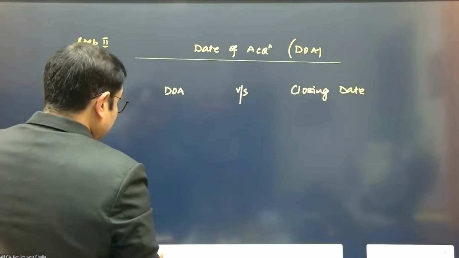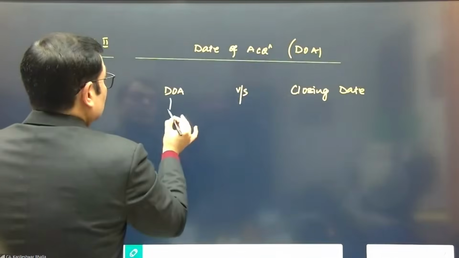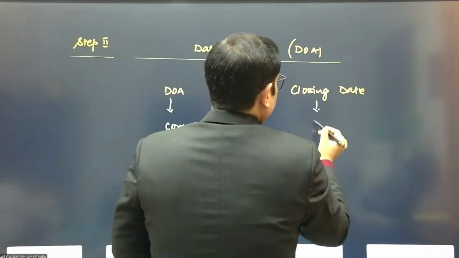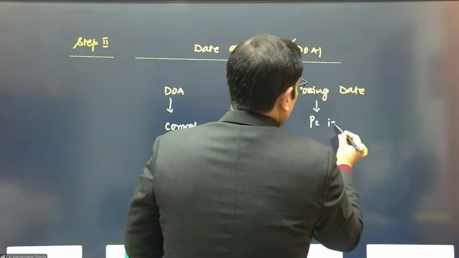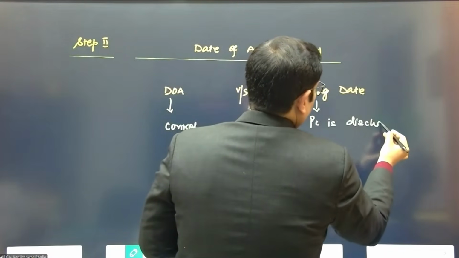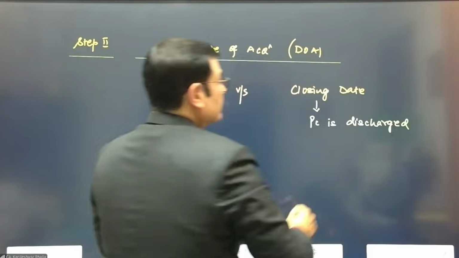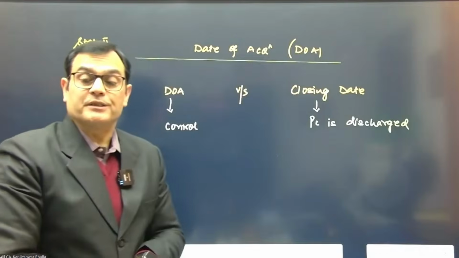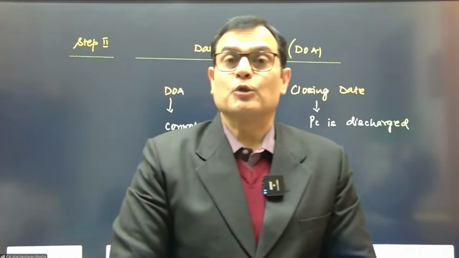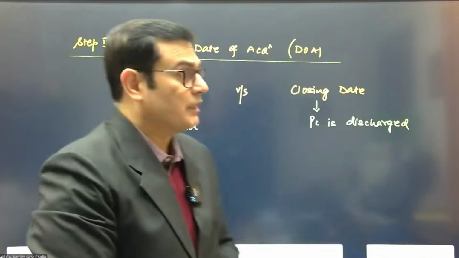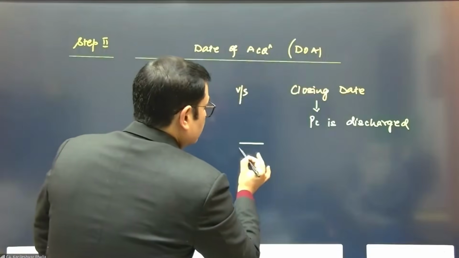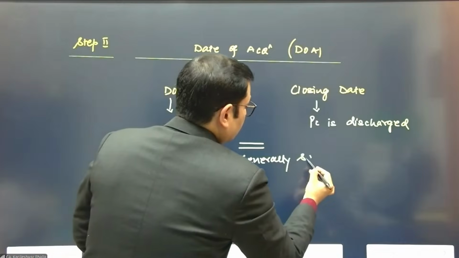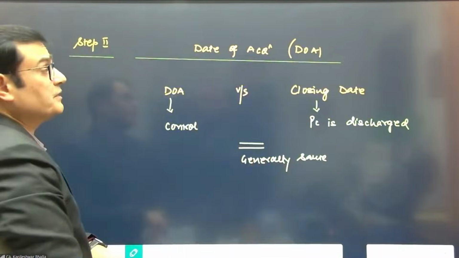So when you say the date of acquisition, it is the date when you get control. And when you say closing date, it is the date when the PC is discharged. So this is the concept of the two dates. When you look at the date of acquisition, it is the date when you get control. And when you look at the closing date, it is the date when the PC is discharged. So ideally, these two dates are generally the same. The closing date and the date of acquisition are the same.